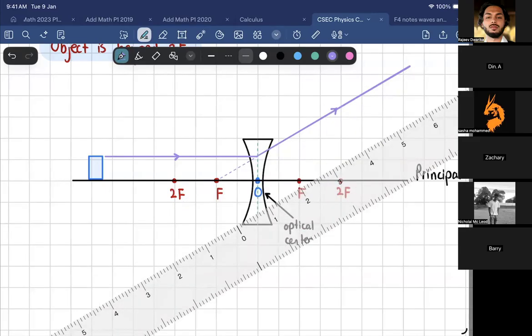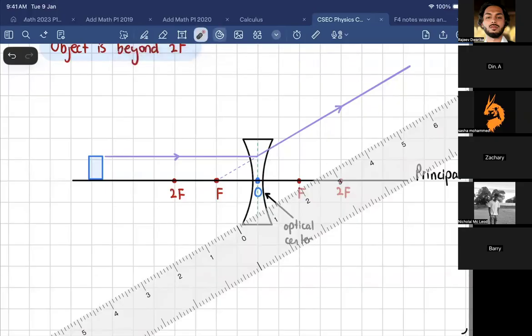Now, next, one question. When you say the object is beyond 2F, does that mean the direction of where the ray is pointing would have hit 2F or F alone? No, it will always hit F. F is the focal point. Remember, F is the point where the light rays would converge to or diverge from.